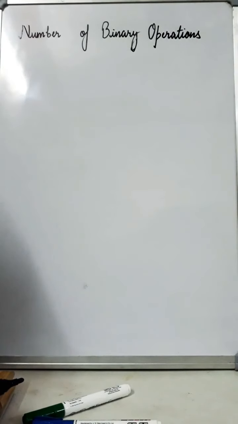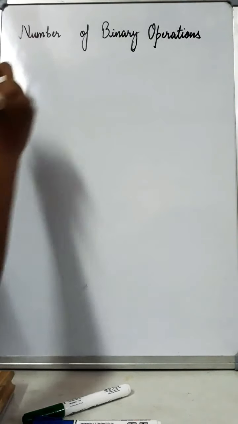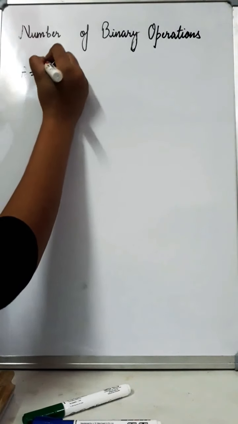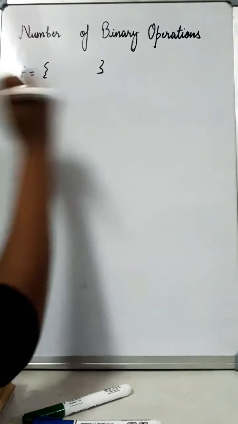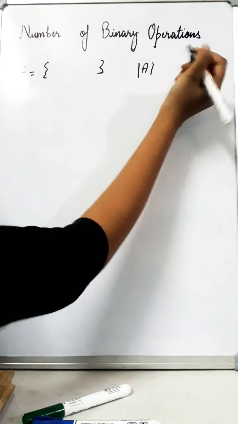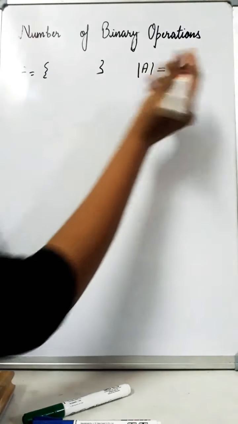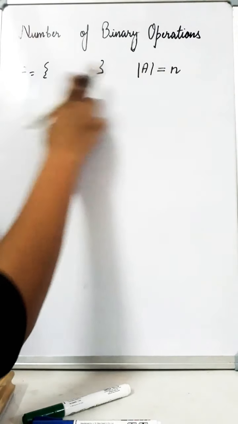Hello everyone, in this video we will find the total number of binary operations that can be formed on a set A. Suppose A is a set that has n elements. I will take the cardinality of A as n, meaning there are a total of n elements in the set A.